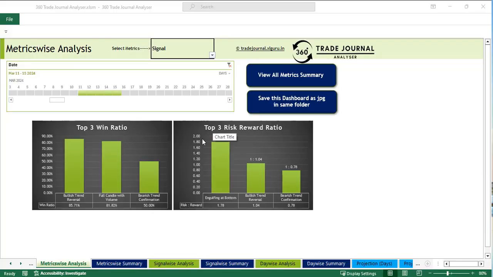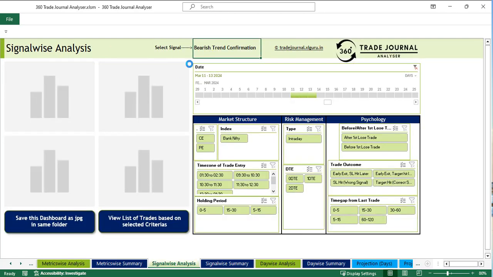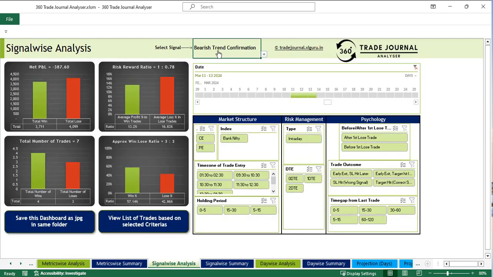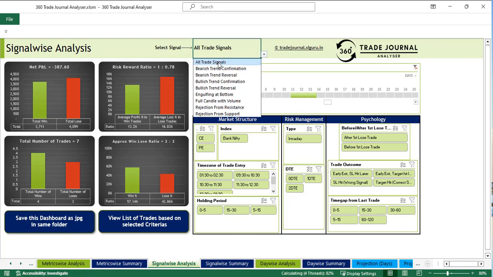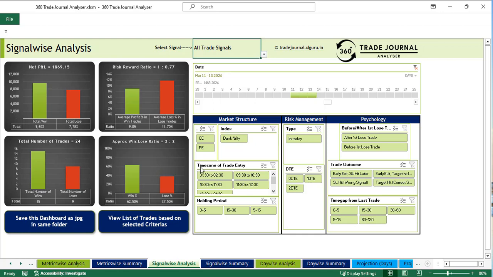Hello. So next dashboard is Signalwise analysis, which is the most important dashboard because here you can drill down by selecting just one signal or all trade signals, and drill down from various points. We will see what slicers we have here. So we will select first all trade signals, and we will select all days as well, right?